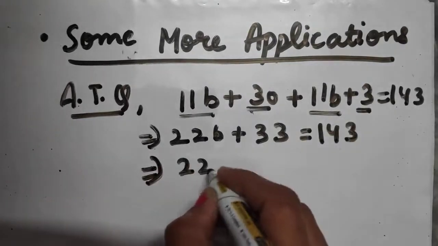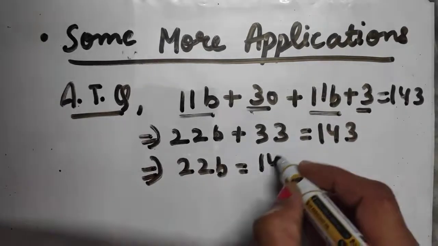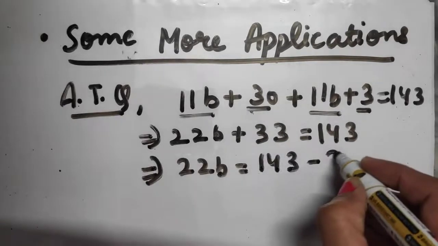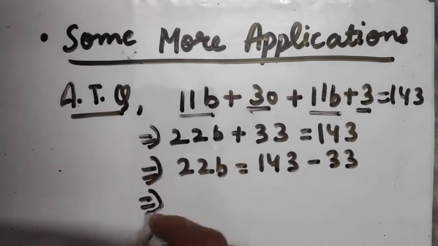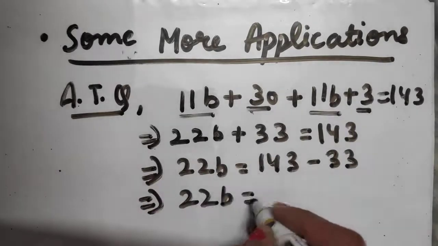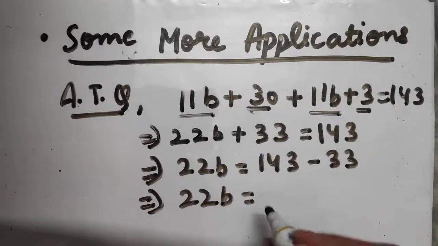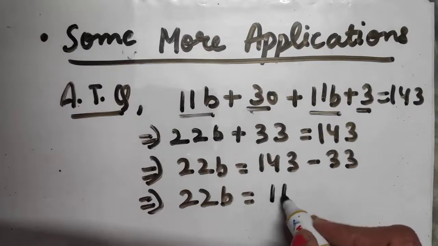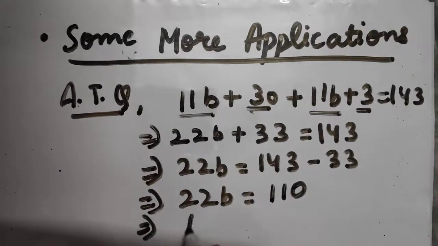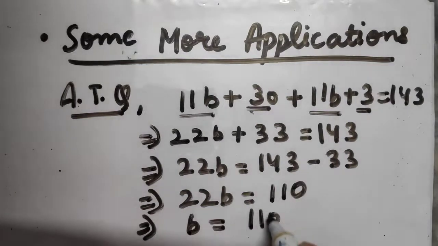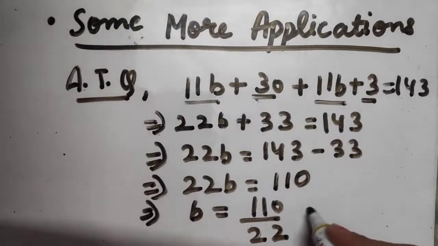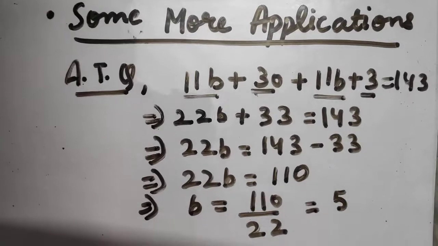So it will be 22B equal to 143 minus 33. Now 22B is equal to 143 minus 33. It will be 110. Now B will be equal to 110 divided by 22. So that is equal to 5. So the value of B is 5. Now the digit at units place we have taken as B, so that is equal to 5.